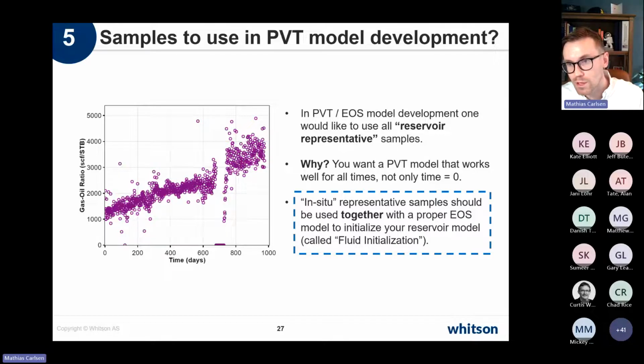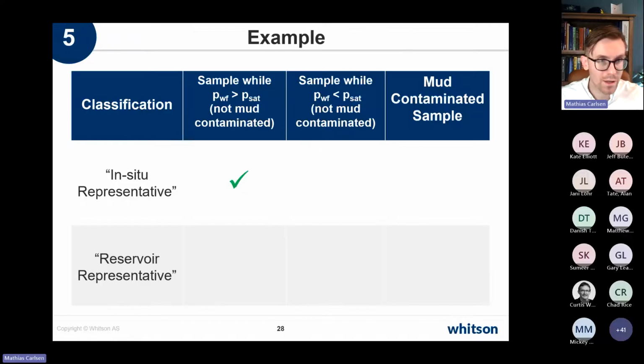So just to systemize this a little bit, if you've ever worked conventional reservoirs, where you have maybe mud contamination, etc., this might be something that resonates with you. An in situ representative sample, in very simple terms, would be a sample that's collected at bottom pressures above the saturation pressure. And that sample would also be reservoir representative.